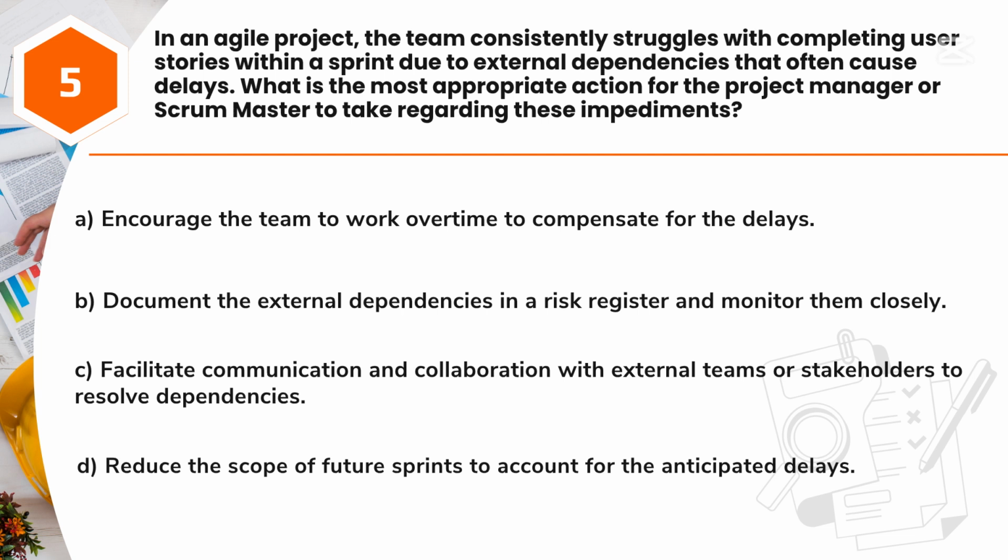Question 5. In an Agile project, the team consistently struggles with completing user stories within a sprint due to external dependencies that often cause delays. What is the most appropriate action for the project manager or Scrum Master to take regarding these impediments? A. Encourage the team to work overtime to compensate for the delays. B. Document the external dependencies in a risk register and monitor them closely. C. Facilitate communication and collaboration with external teams or stakeholders to resolve dependencies. D. Reduce the scope of future sprints to account for the anticipated delays.